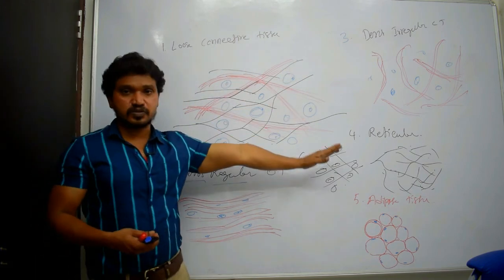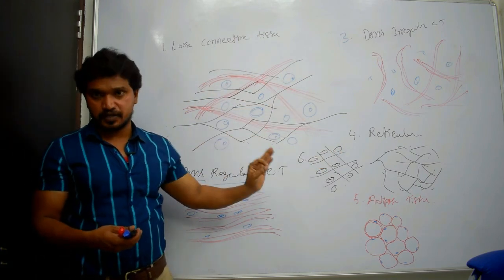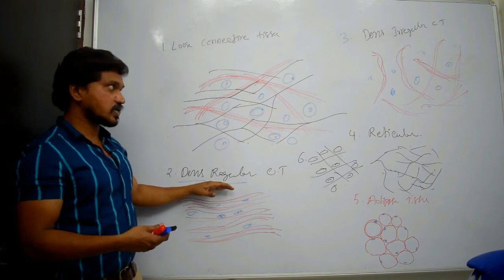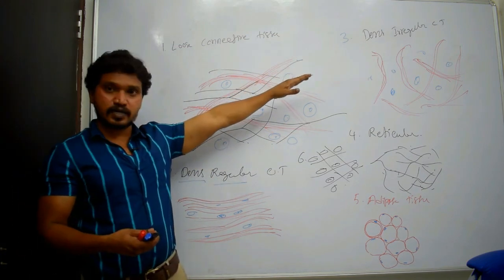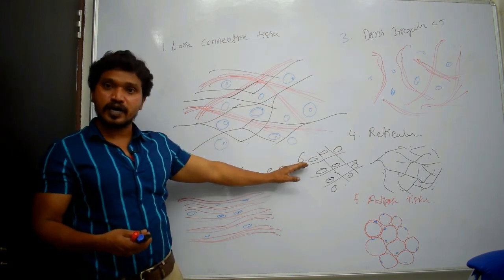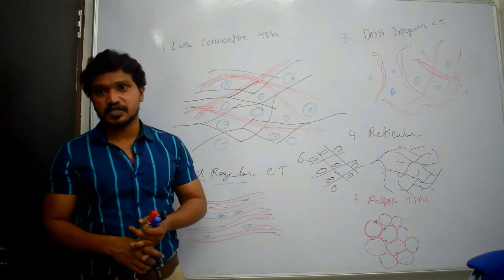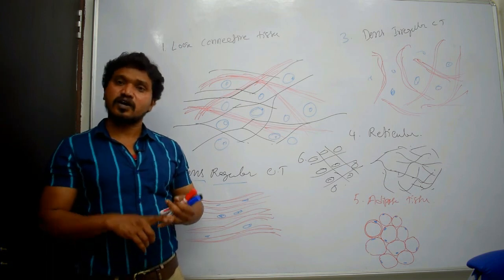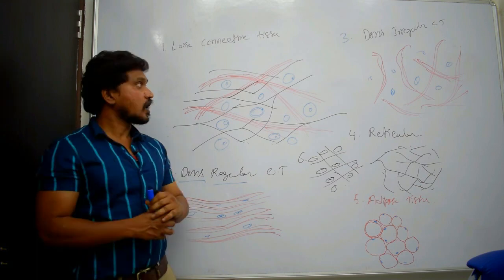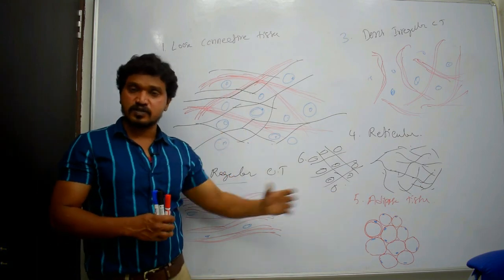These connective tissues are the general types of connective tissues. What are those? Loose connective tissue, dense regular connective tissue, dense irregular connective tissue, reticular tissue, adipose tissue and mucoid connective tissue. And what are the special connective tissues? Cartilage, bone, and the fluid connective tissue, blood. Those things we will discuss in further sessions. I hope you understood the concept. That's it for today.